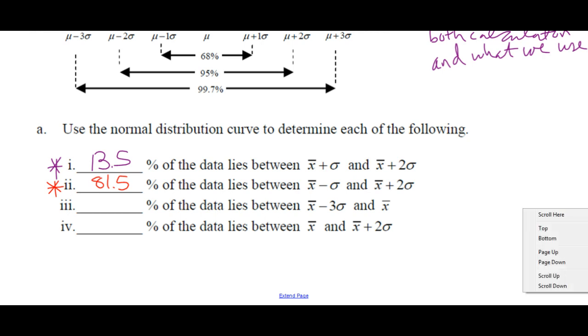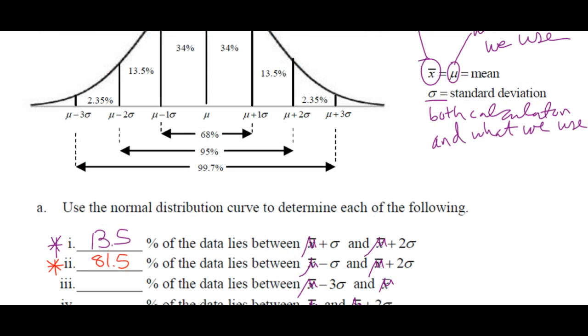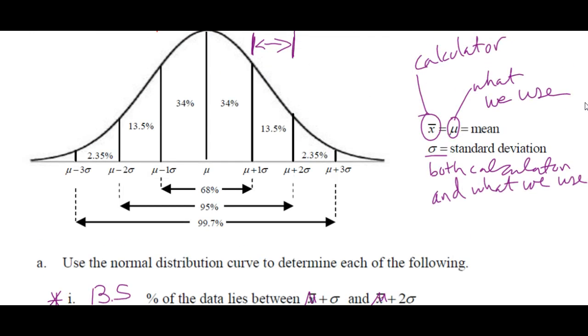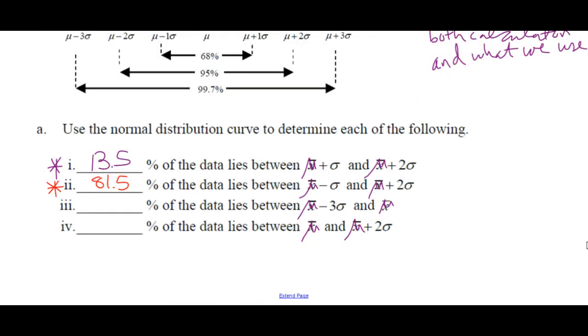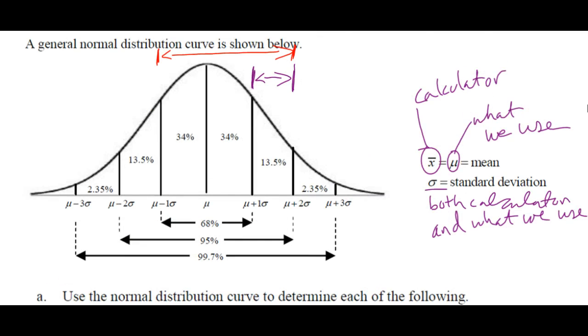Between 3 below and the mean, right? These should all be mu's. Mu, mu, mu, and mu too. So where were we? I'm going to switch to green now. Green doesn't help you if you're red-green colorblind and you're watching this. Between 3 below and the mean.